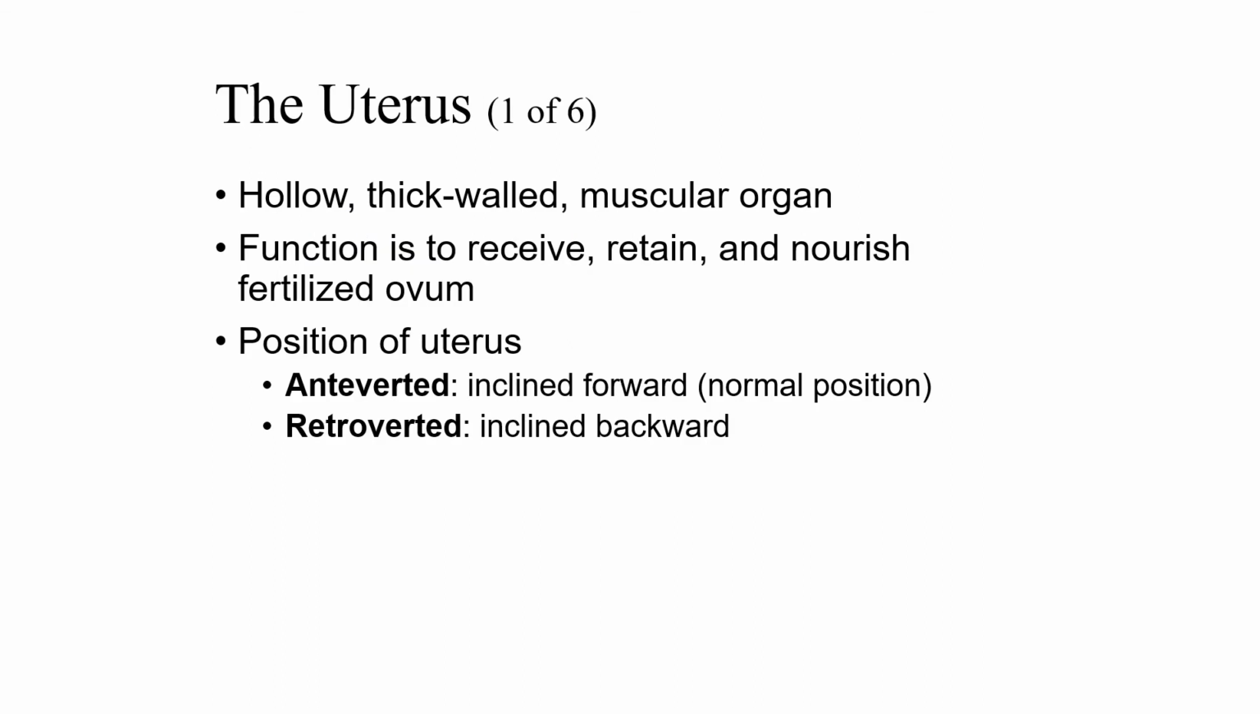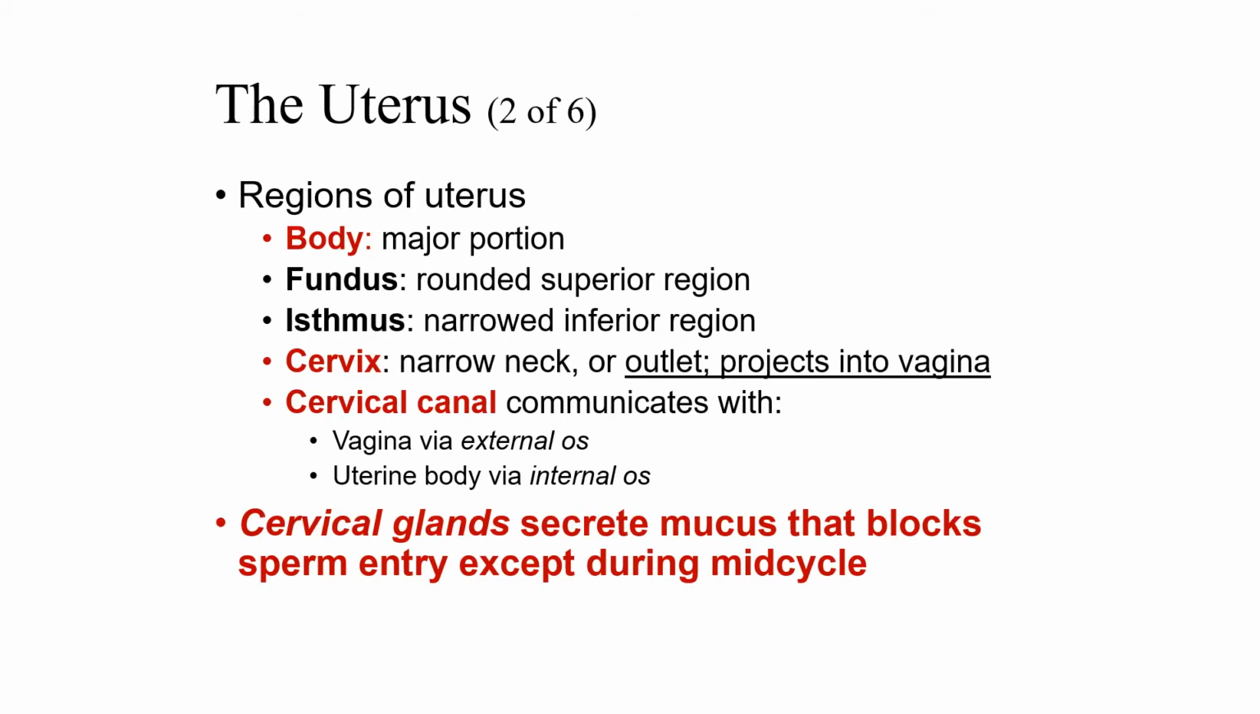All right, the uterus. The normal position is that it inclines forward, so anteverted, toward the front. A-N-T-E means toward the front. Retroverted is that it reclines backwards. And a lot of times a retroverted uterus is a problem as far as infertility is concerned. We have the body, the fundus, the isthmus, the cervix, the cervical canal.